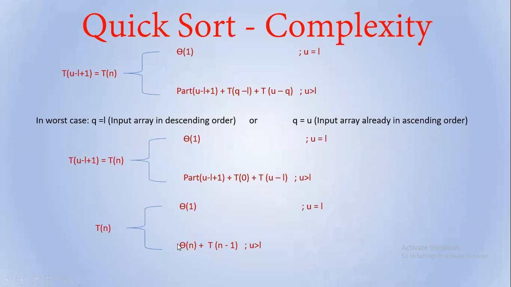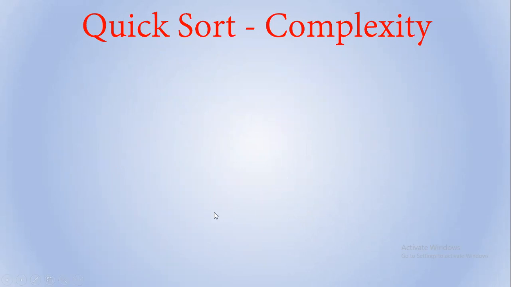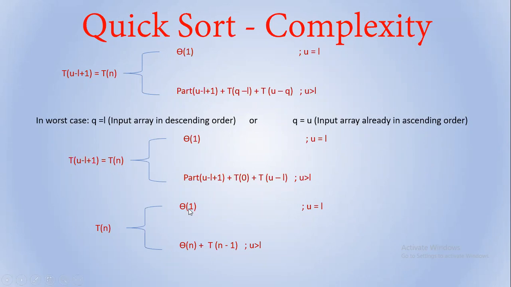So the complexity of the whole algorithm is reduced to this one. If U is equal to L, it will be, sorry, theta 1, it means only 1. In the worst case, it will reduce to theta n plus Tn minus 1. So we can write this one recursively.